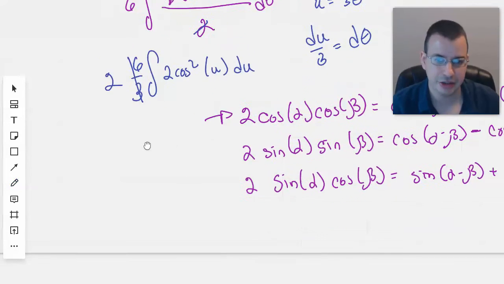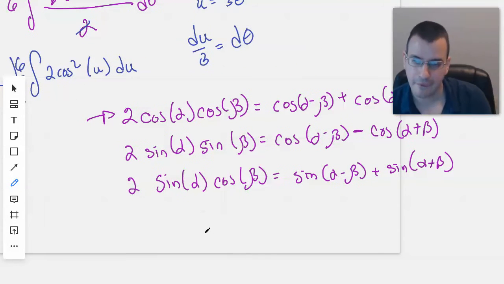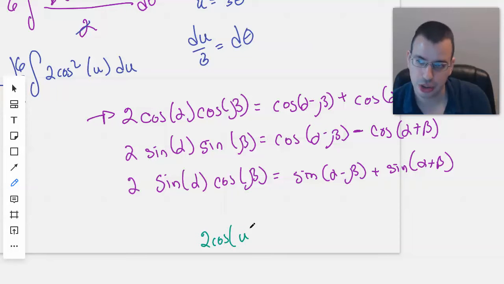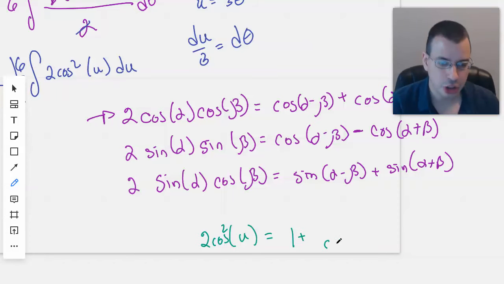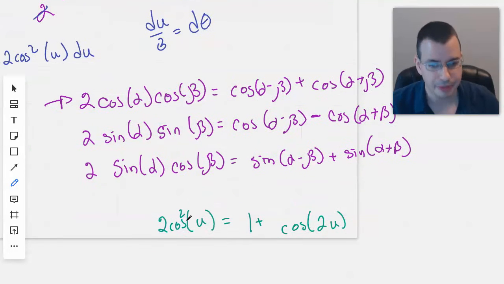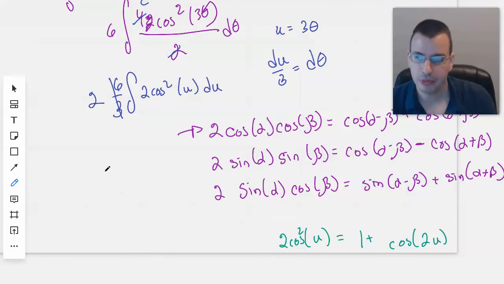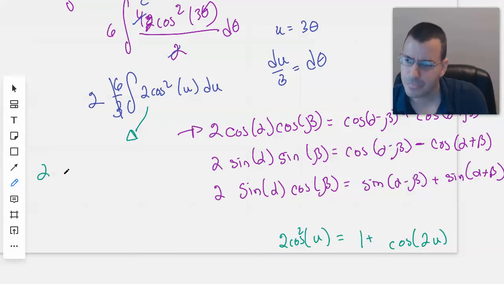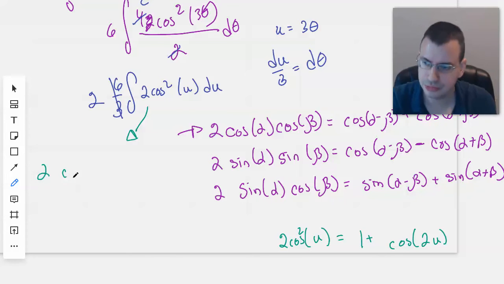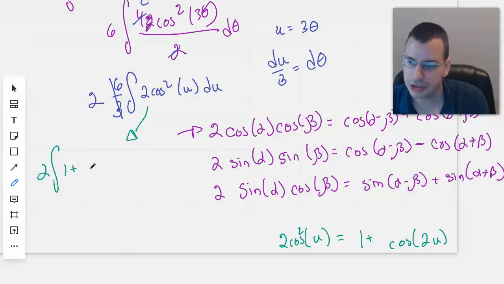And then we get the formula 2 cosine squared of u, I'm going to use u here because that's what we have, equals cosine of alpha minus beta, which when alpha equals beta is cosine of 0, which is 1, plus cosine of 2u. So some people just try to memorize this formula straight off. I try and do it this way just because it's so much more flexible. You can do a lot with that. So we have the integral of 1 plus cosine of 2u du.